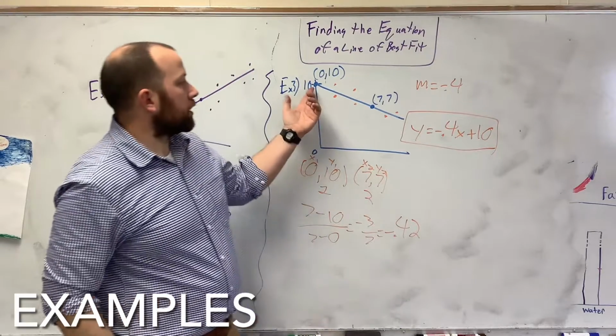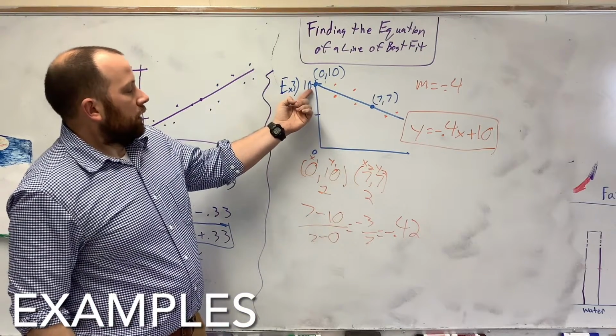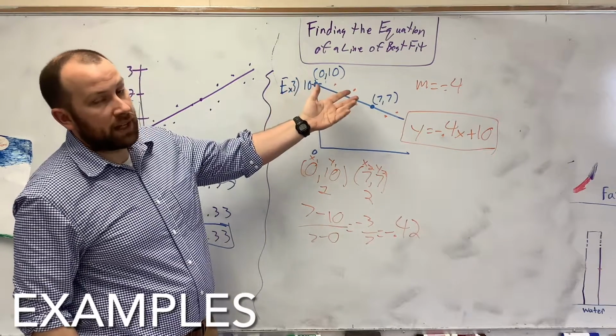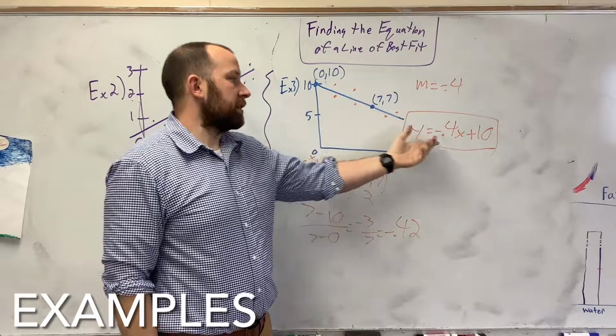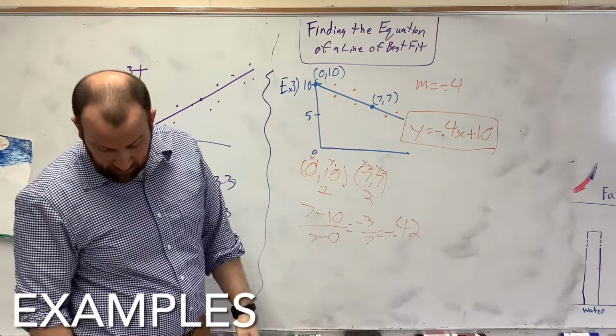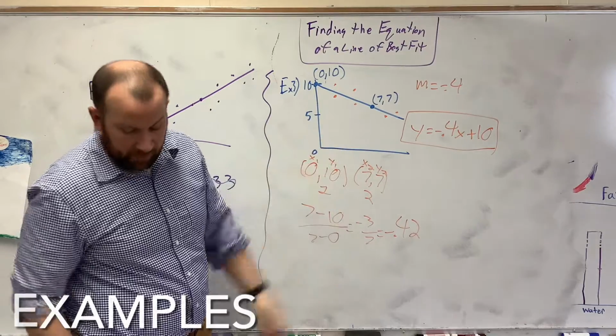Now if you don't have a clear-cut y-intercept, if I didn't know that was (0, 10), all I'd have to do is pick a point, plug it in there, and solve for b. Those are the 2 ways to do it. And there's my equation after the fact.